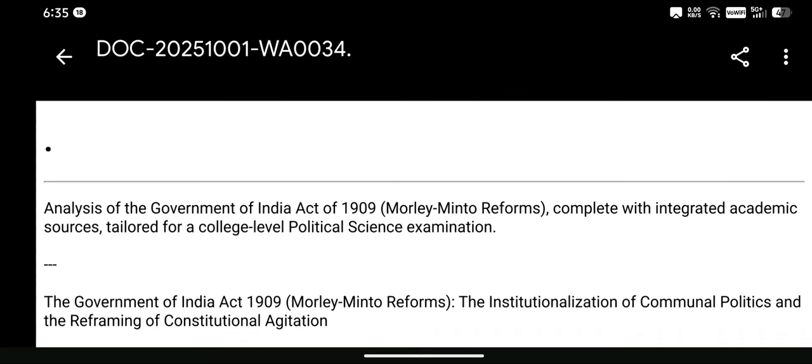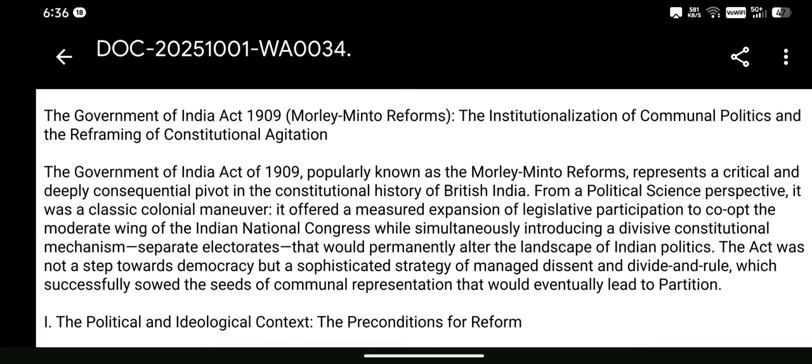Government of India Act 1909, Political Science. Analysis of the Government of India Act of 1909, Morley-Minto reforms, complete with integrated academic sources tailored for a college level political science examination. The Government of India Act 1909, Morley-Minto reforms: the institutionalization of communal politics and the reframing of constitutional agitation. The Government of India Act of 1909, popularly known as Morley-Minto reforms, represent a critical and deeply consequential pivot in the constitutional history of British India.